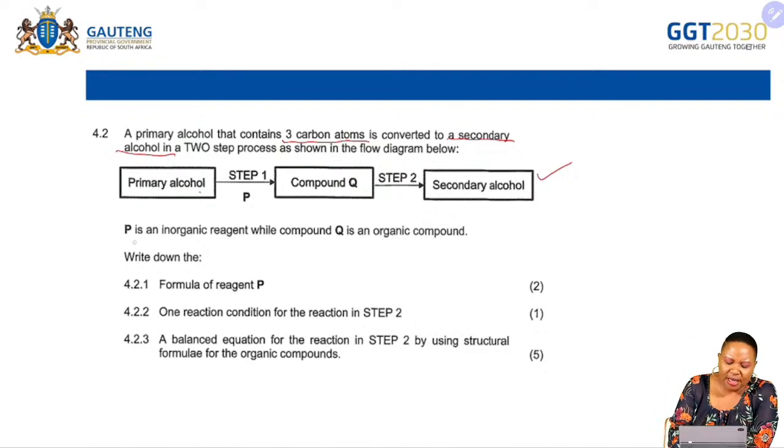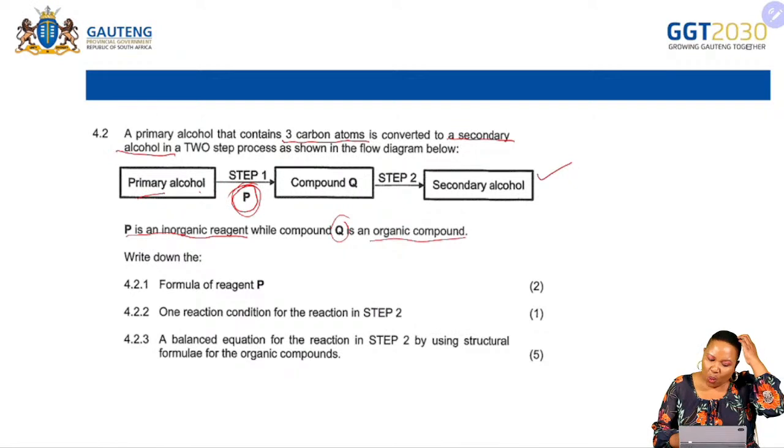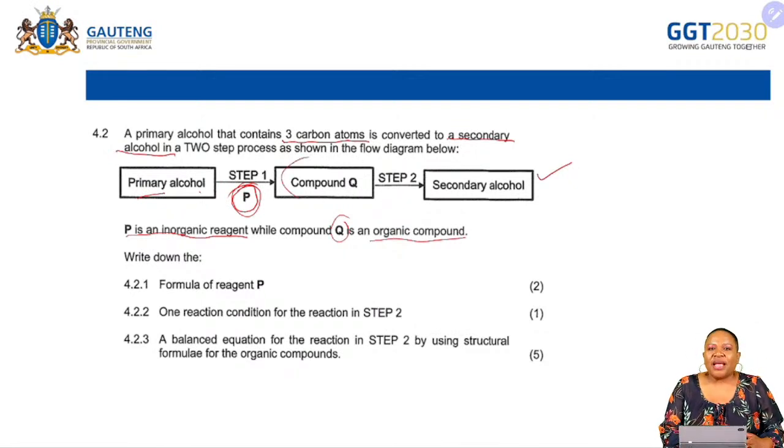Hydration. So it means P is an inorganic reagent, as they are telling you, while compound Q is organic. So they're saying this primary alcohol must react with something that is inorganic, that must undergo what, and then this, so that this Q can be formed. Therefore, you need to think further: what can I make the alcohol react with so that I can find P, which is my alkene? Because definitely this must be your alkene in order to find a secondary alcohol.